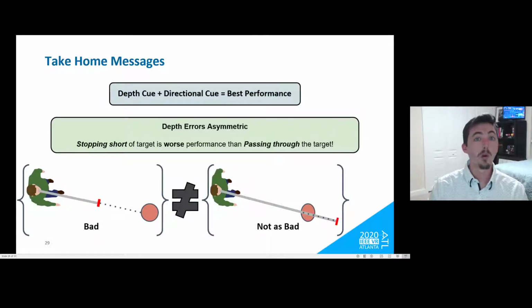So the main takeaways from both of our studies here are that the combination of the depth cue and the directional cue offers the best performance. They're also more preferred and offer more confidence for our users. And one more interesting takeaway is that those depth errors tend to be asymmetric. So falling short of reaching the target is actually worse for user performance than when we pass too far through the target.